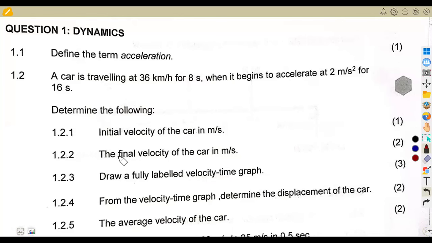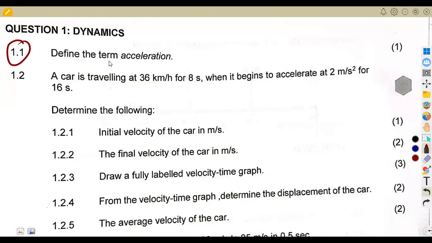So I'm just gonna work on this paper. We are going to work on it definitely, but I'm just gonna work topic by topic, then, if possible, work the whole paper as you requested, guys. So this is dynamics, like I said, November 2023.